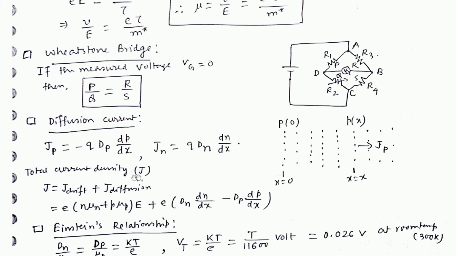Therefore total current density J equals J drift plus J diffusion, and this is the drift current, as I have already mentioned, and J diffusion is as you have seen from here. So the total current density J is like this.